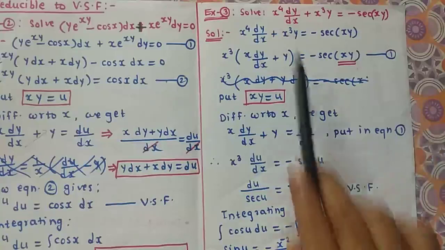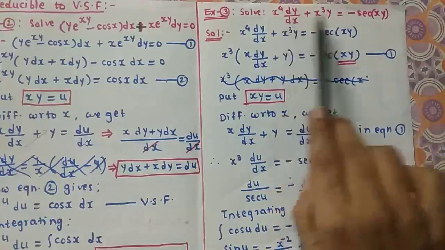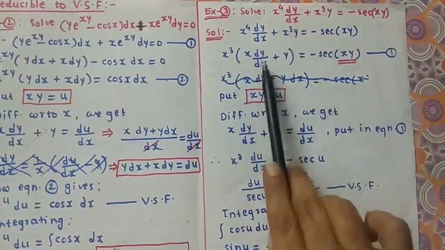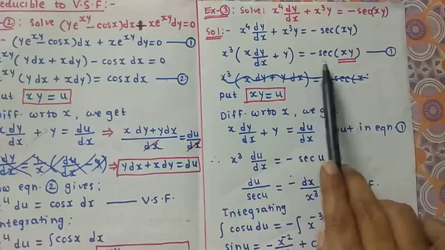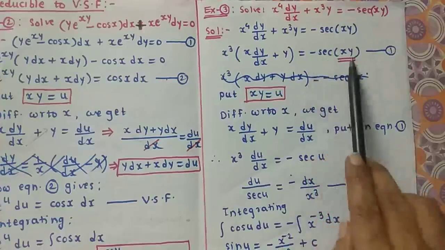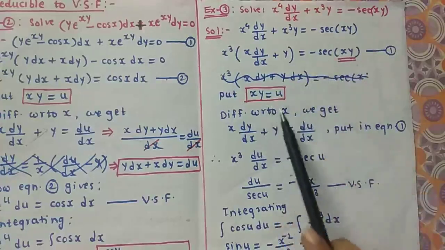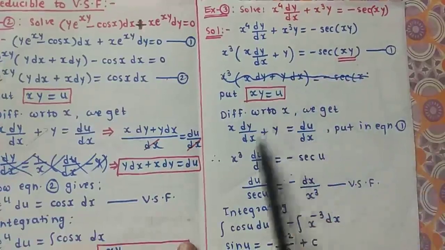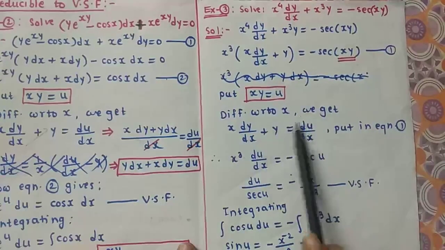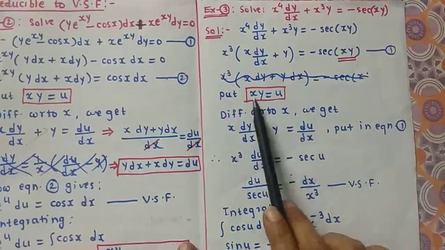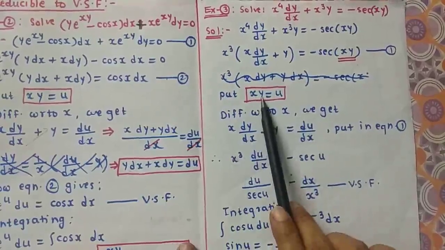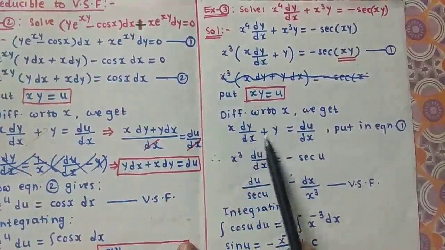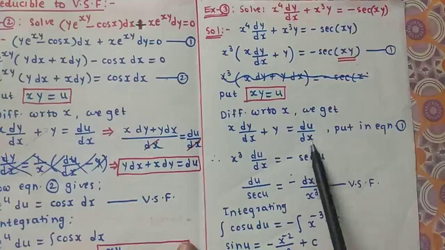Before that, from these two terms we take x cube common. So we get x dy by dx plus y equals to minus of sec xy. Now we use substitution. So put xy equals to u. Now differentiate with respect to x by the usual process. So for the derivative of xy, we use the product rule. So we get x dy by dx plus y equals to du by dx.